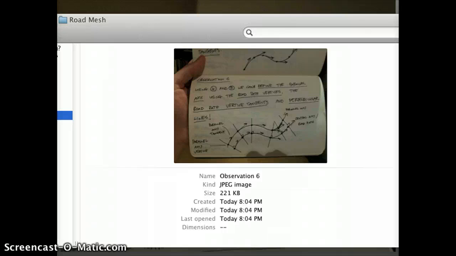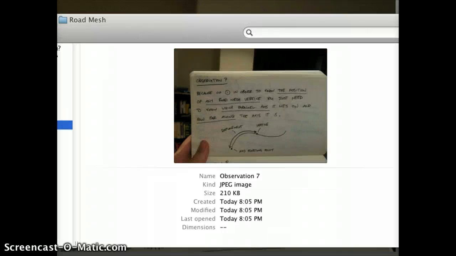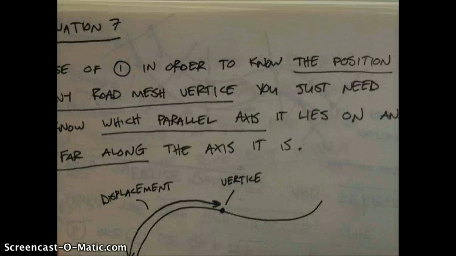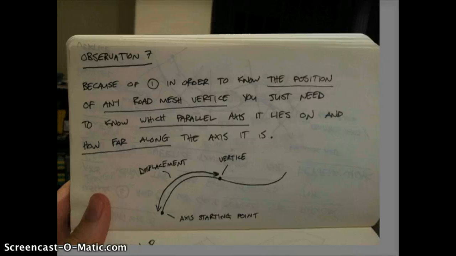Observation 7. Okay, observation 7. Only got a minute left before I can't record anymore. Okay, observation 7. Because of 1, and I can't even remember what 1 is. I'm running out of time.